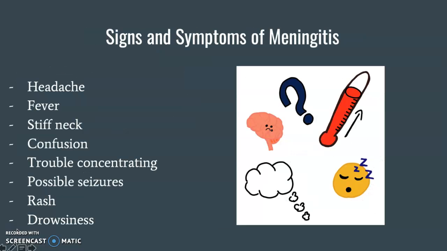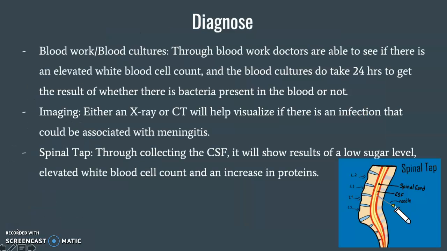Signs and symptoms of meningitis. Some of the most common symptoms are headache, fever, stiff neck, confusion, and trouble concentrating. The more severe symptoms are rashes, seizures, drowsiness, sensitivity to light, vomiting, and purple areas of the skin that resemble bruises. Some symptoms for babies or toddlers are irritability, decreased appetite, lethargy, and fevers.